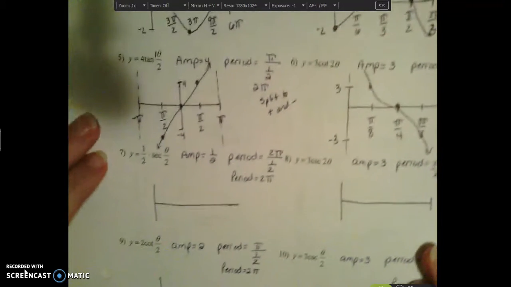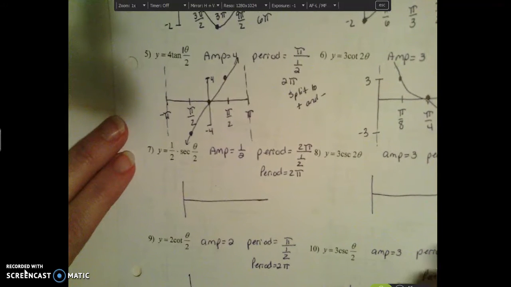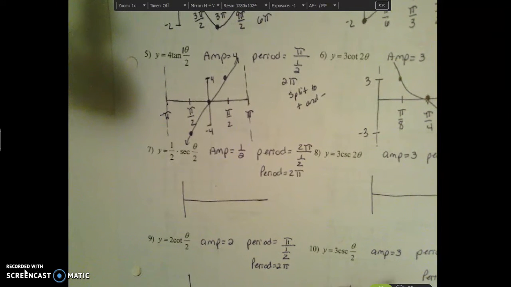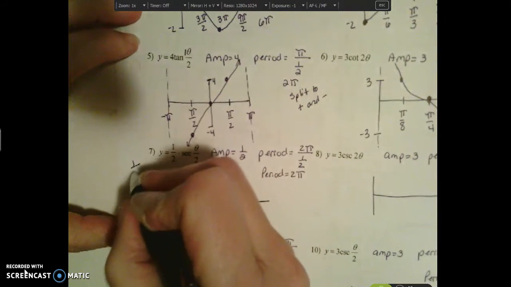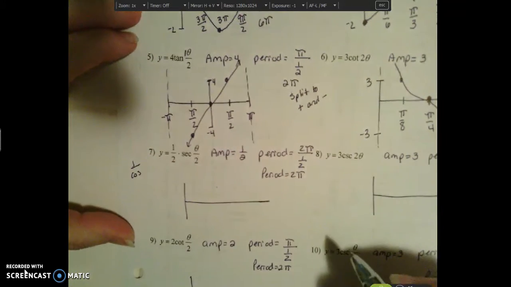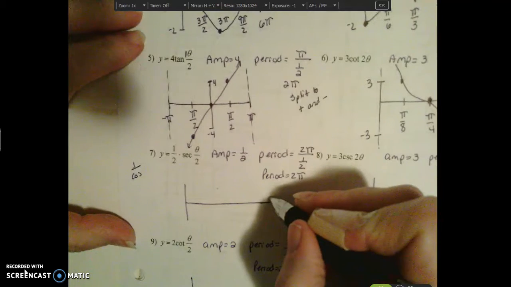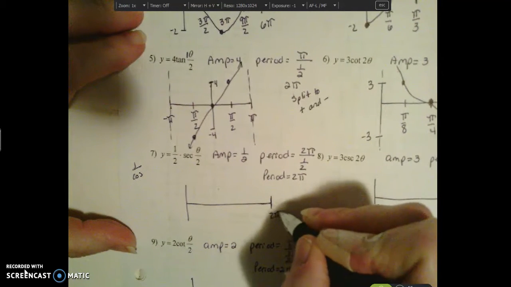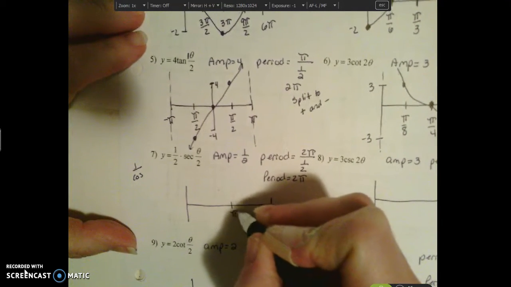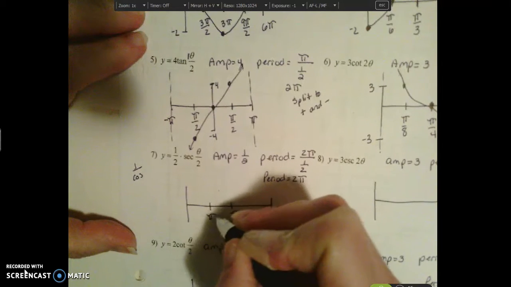Alright, let's do this example. So this is a secant one. So to graph our secant curve, we remember secant is 1 over cosine. So secant is 1 over cosine. So what we're going to do is start off with our period. So here's 2 pi. Here's pi. Pi over 2.